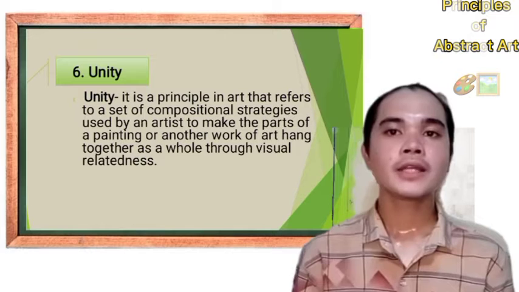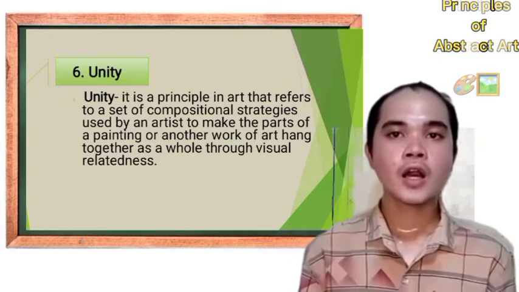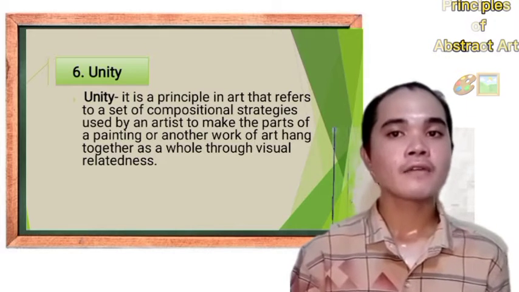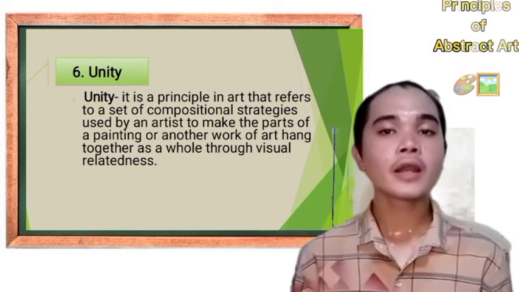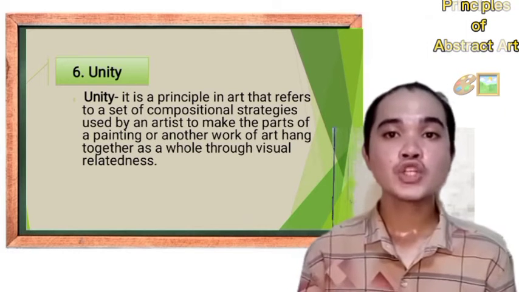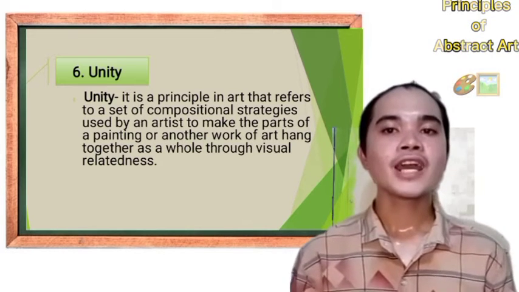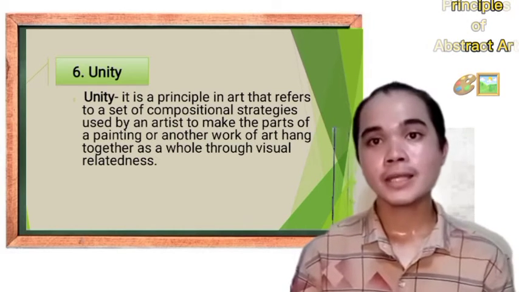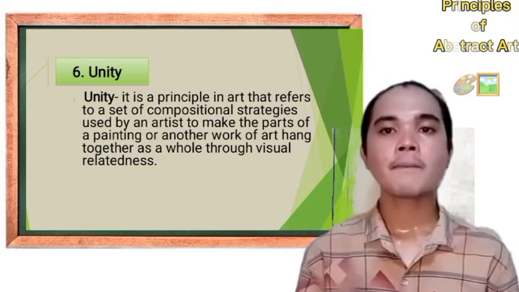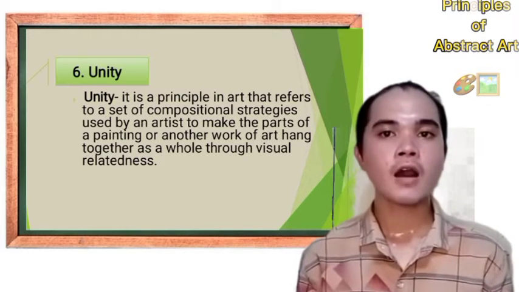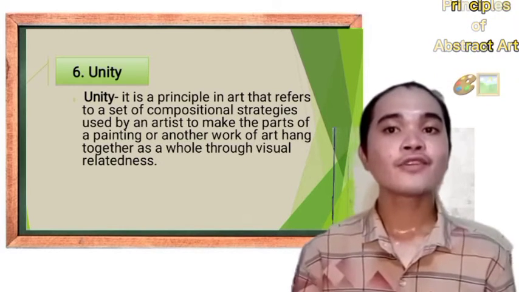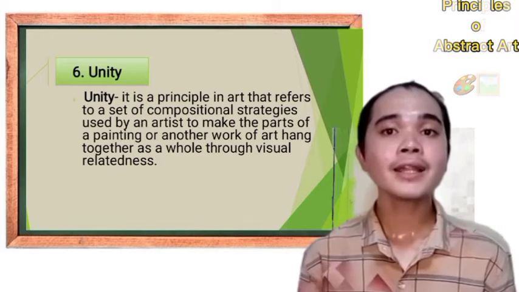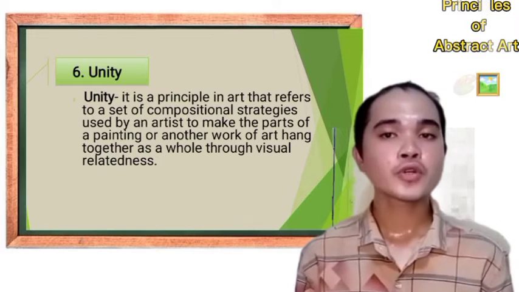It is a principle in art that refers to a set of compositional strategies used by an artist to make the parts of a painting or another work of art hang together as a whole through visual relatedness. For the information of everybody, unity doesn't necessarily apply to an entire work of art. It can also apply to an element or elements of a piece of work that could also contain other forms of expression. But unity always expresses a shared commonality within a painting or sculpture or textile.